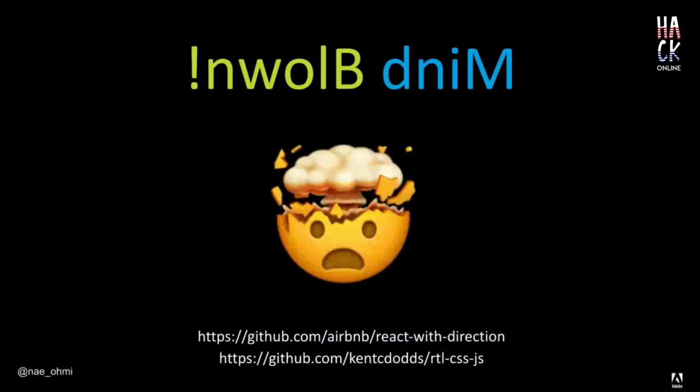So for me, this just blows my mind the more I think about bidirectional numbers. But we have tools that can help us. Airbnb has the React with Direction tool, and Kent Dodds has the right to left CSS in JS tool to help us. And there are more awesome open source projects available to help. So overall, the goal with this is to really just avoid your assumptions and think about how someone reading right to left might perceive or misperceive your data visualization.